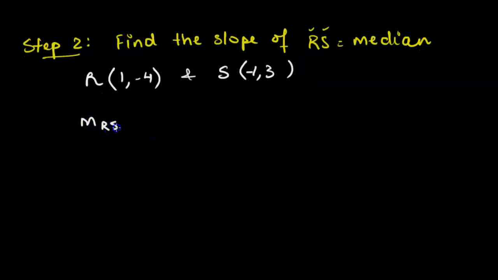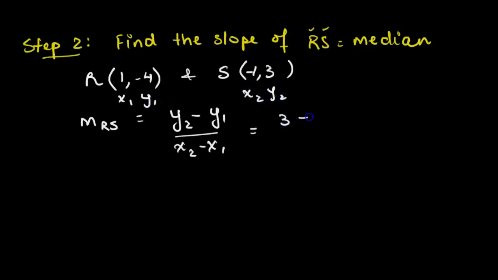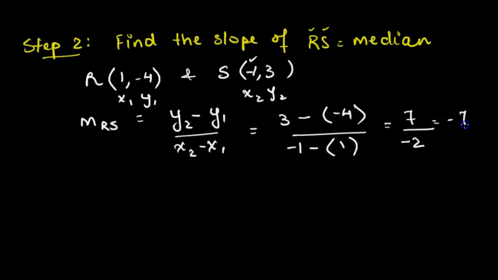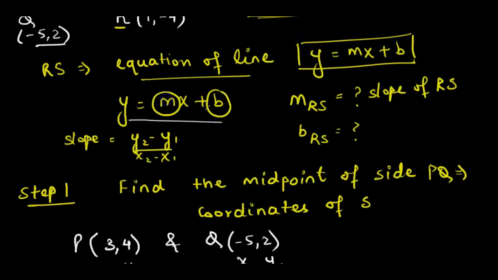So slope of line RS is going to be y2 minus y1 over x2 minus x1. If we take this as x1, y1 and we take this as x2, y2, then y2 is 3, y1 is -4, so it would be 3 minus -4 divided by x2 is -1 minus x1 is 1, and this would give us 3 plus 4 is 7. -1 minus 1 is -2, which is -7/2, and this is our slope. So in order to write down the equation, we required the slope of line RS, and that we have found out. Now let's find out the y-intercept of this line.